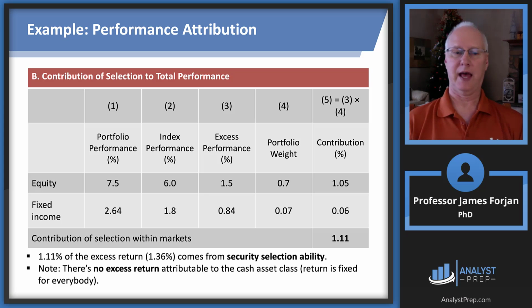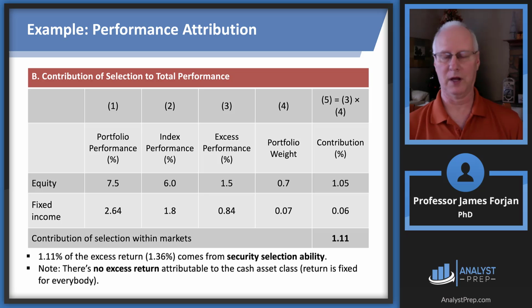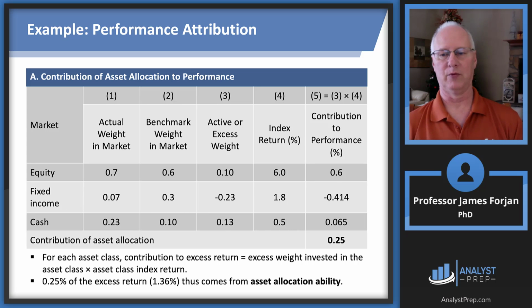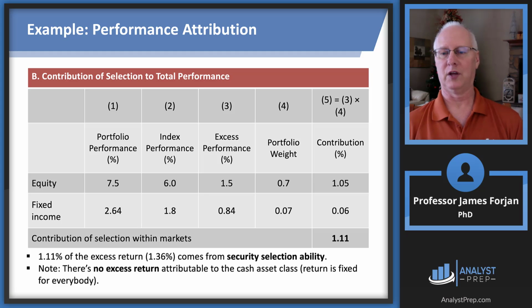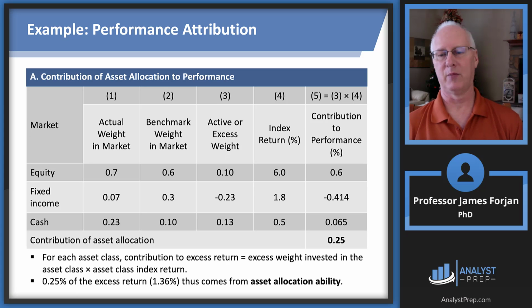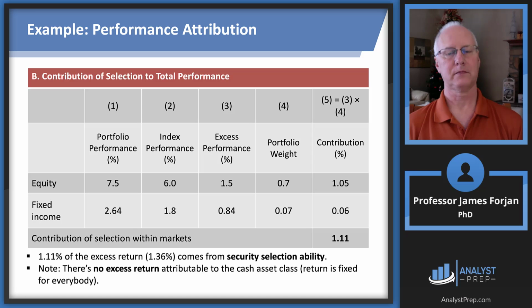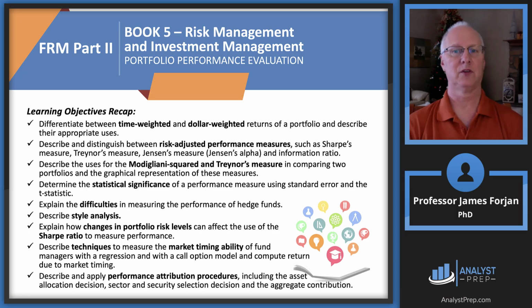So what we can say is 1.11% of that excess return comes from security selection. So what we can say is that, you ready for this? Most of this comes from our security selection ability, 1.11. Only some of it, 0.25, comes from our ability to allocate those assets. And that takes us through this chapter.